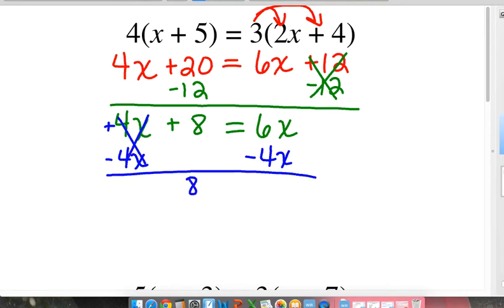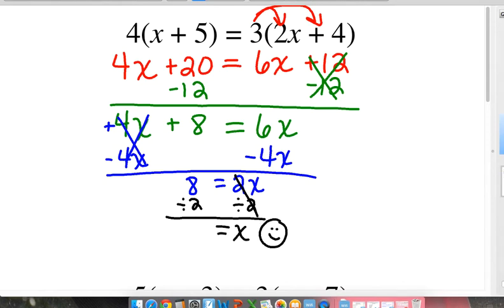I have an 8, I have an equal sign. 6x minus 4x, 2x. Now, isolate the variable. Break that 2 off of the x. Instead of multiply by 2, we're going to divide by 2. So those cancel. X is alone and happy. Finally, it took a while. And 8 divided by 2 is 4.